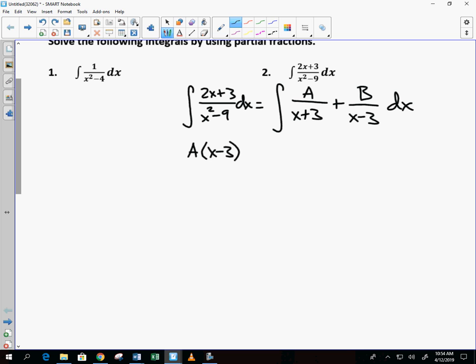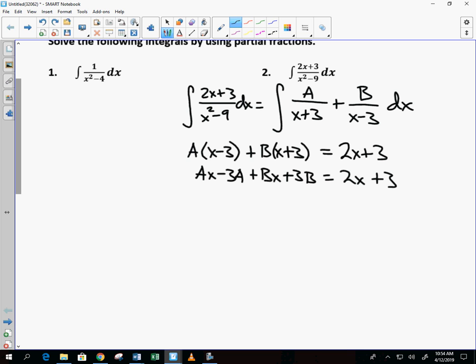We would multiply the top and bottom here by x minus 3, top and bottom here by x plus 3. So we have a times x minus 3 plus b times x plus 3 is equal to what? What does the numerator need to be equal to? 2x plus 3. Or in other words, ax minus 3a plus bx plus 3b is equal to 2x plus 3.